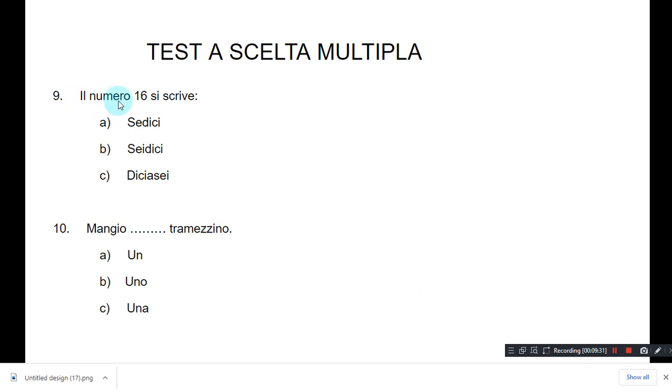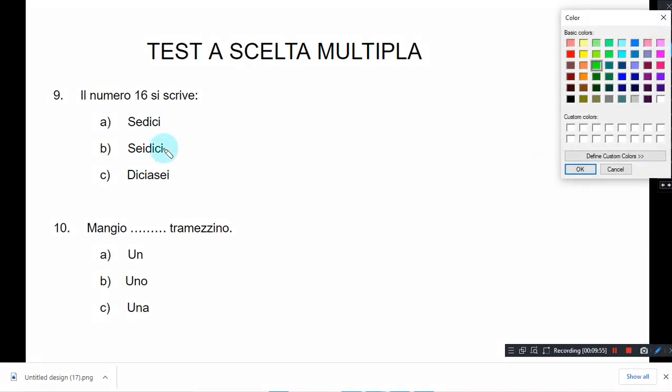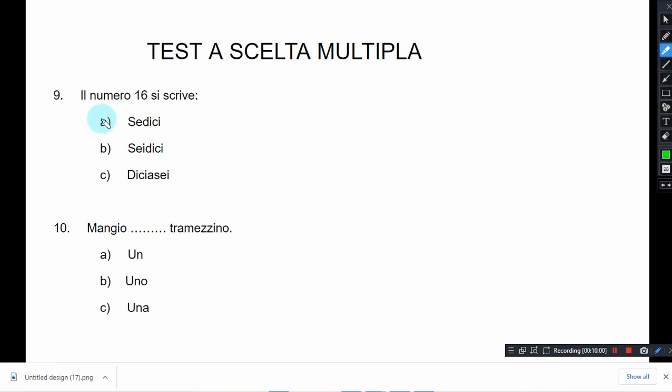9. Il numero 16 si scrive. How do you write the number 16 in Italian? A, sedici. B, sedici. C, diciassei. So the right choice is this one, sedici. 16. We write 16 like this.